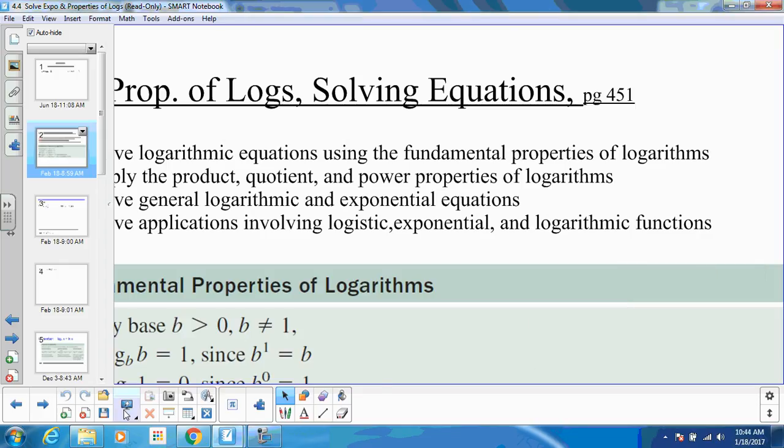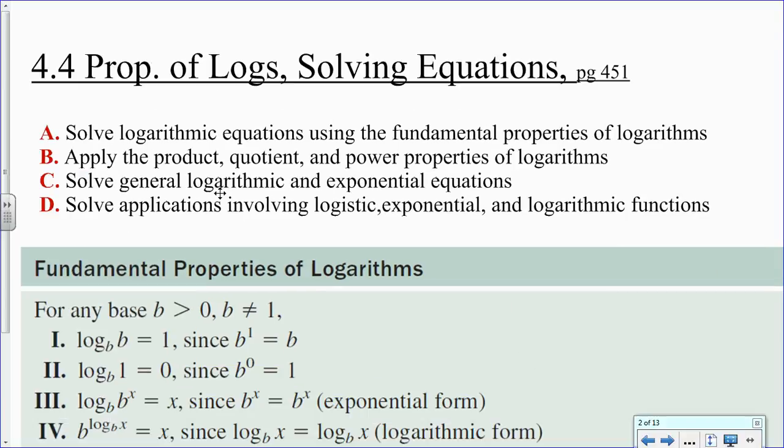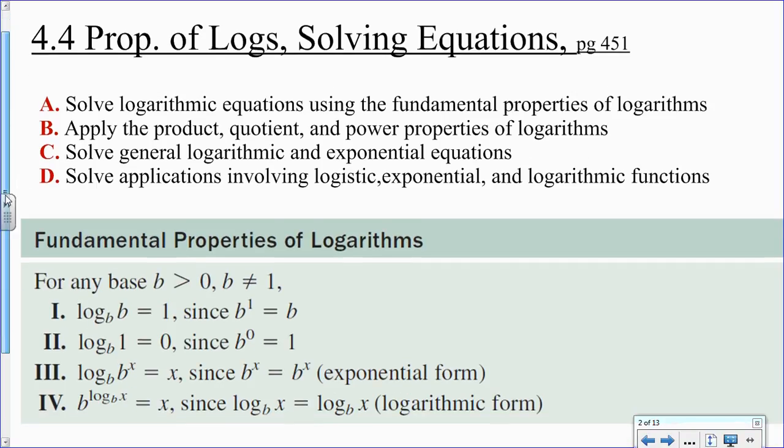So in 4.4, we're going to be solving logs, and to do that, we have to know these properties. We have to know some, not just these, we'll learn more as well.